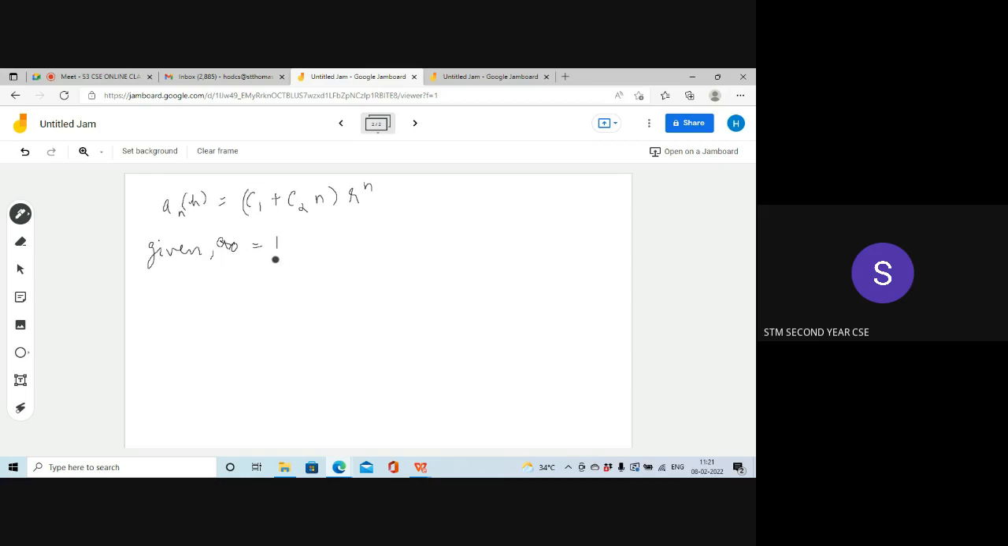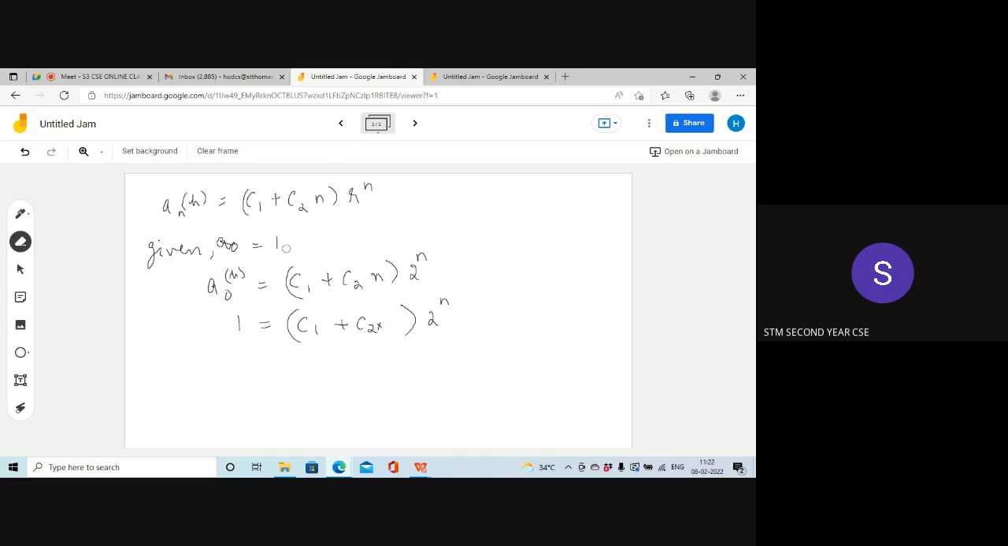So given A0 is equal to 1, we get A0 of H is equal to C1 plus C2n into R, and R is 2 raised to n. So you know A0 is equal to 1. So 1 is equal to C1 plus C2n into 2 raised to n. Isn't it? So what is n? I didn't put the value of n. And here n is equal to 0, isn't it? N is equal to 0.